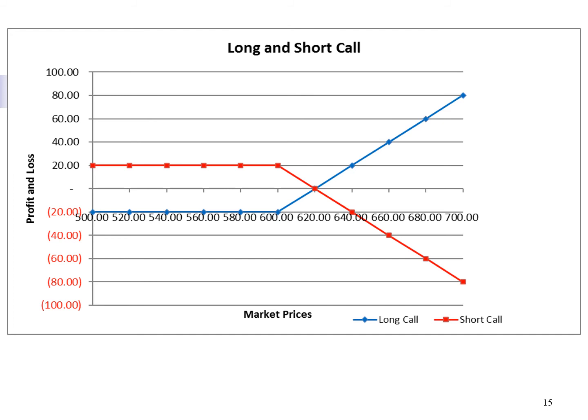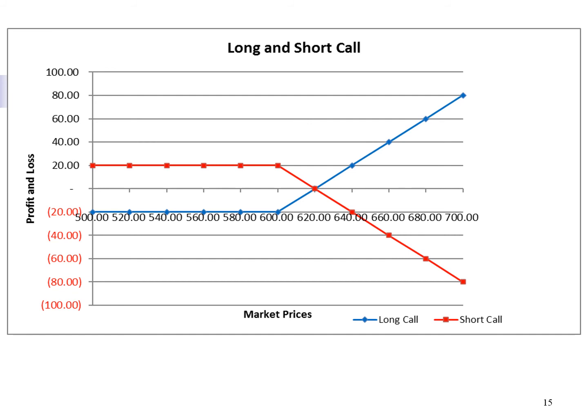The call buyer is in a loss position unless the market price rises to $620, which is the strike price of $600 plus the call premium of $20. The call buyer's break-even point is reached when the market price rises to a level equal to the strike price plus the call premium paid.